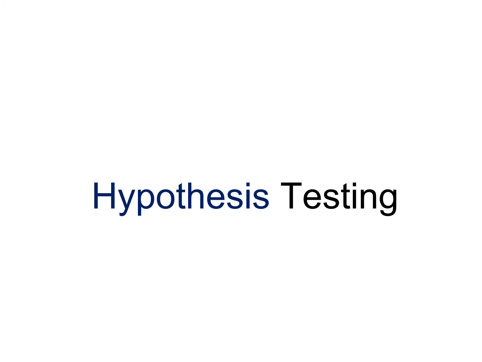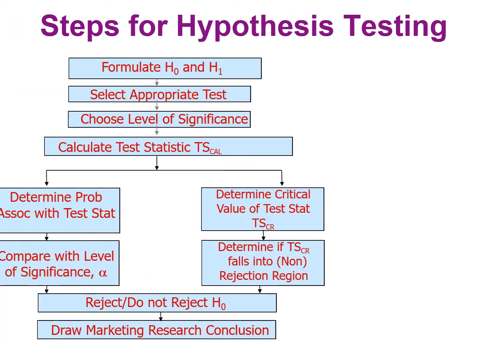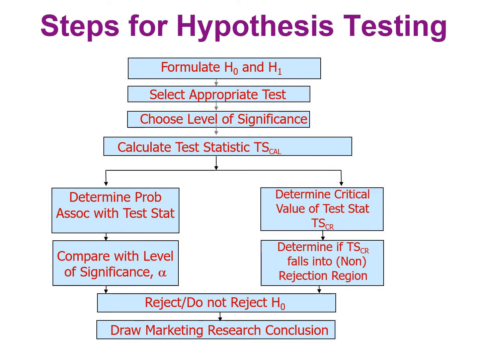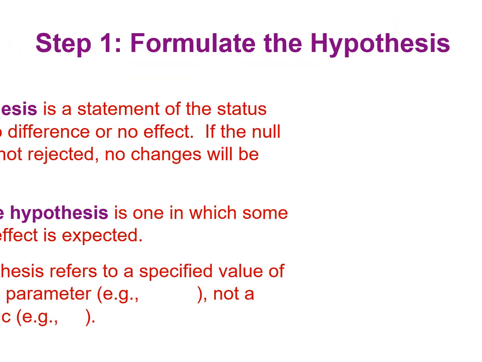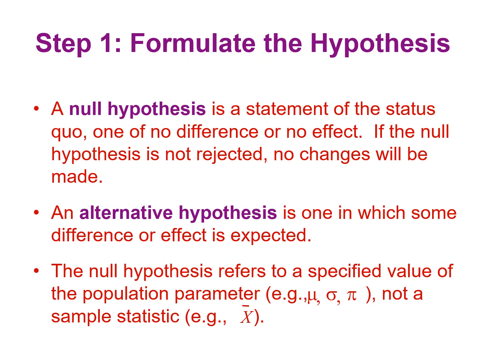Students, today's topic is hypothesis testing. So these are the steps for hypothesis testing. We will discuss these steps in detail in the next slides. First is to formulate the hypothesis: the null hypothesis and the alternative hypothesis. Hypotheses are always about population parameters, mu, sigma and pi.